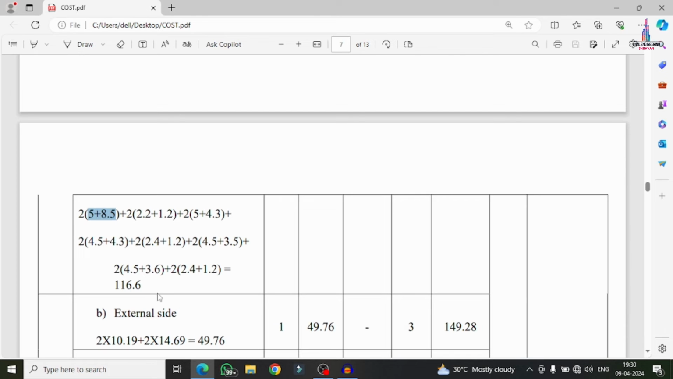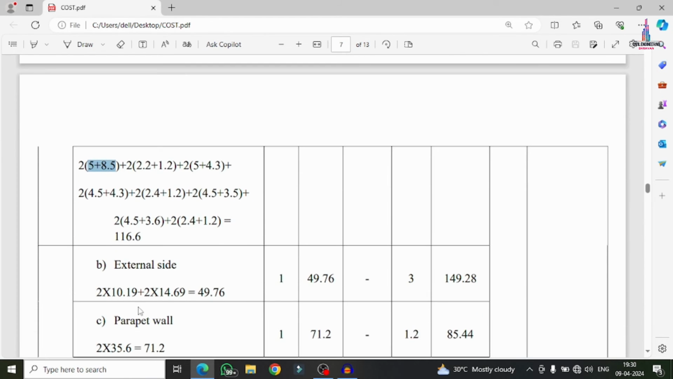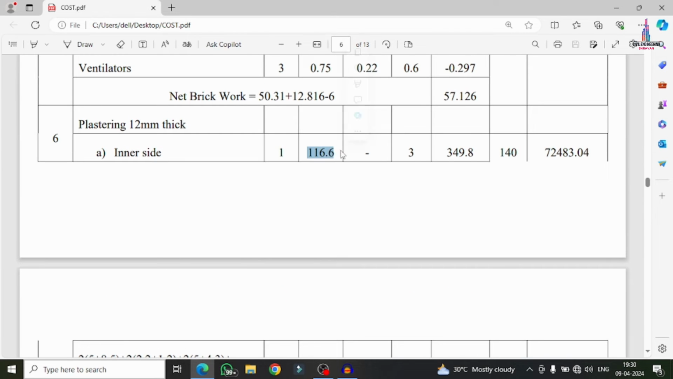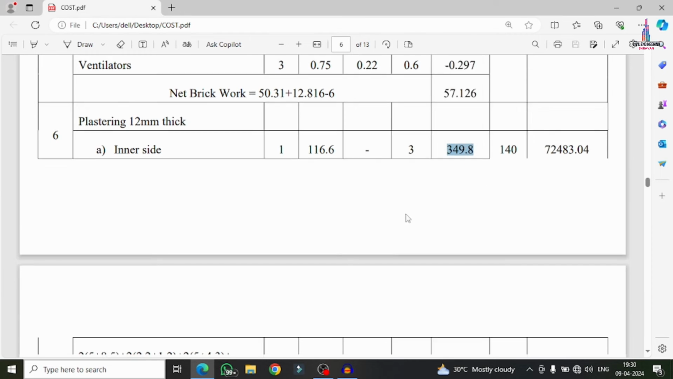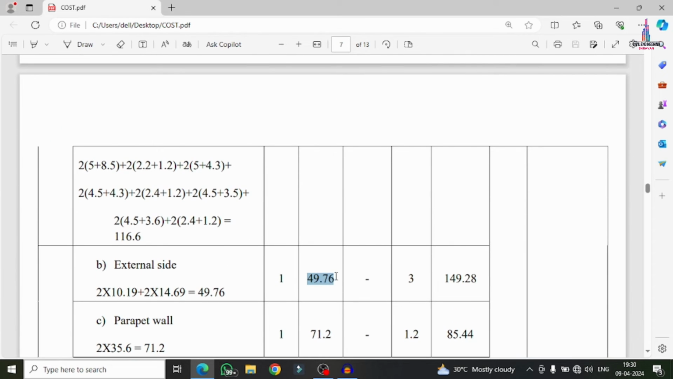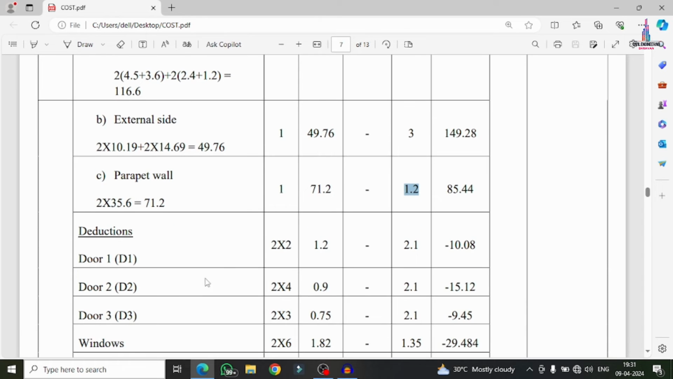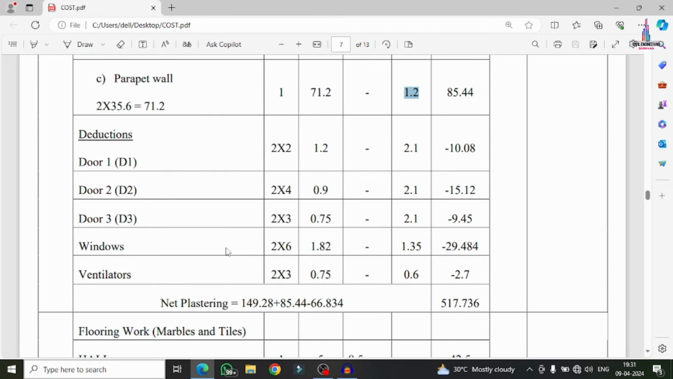For the external side, for the parapet wall, we have to consider the inside and outside section also. So now we can see this is the length, this is the height, so we have to multiply to get the area. Okay, again in the same process, this is the length and this is the height. Again, this is the parapet wall length, and this is the height for each parapet wall. And we have to deduct the doors also according to our considerations in square meter only. Why? Because we have to measure the plastering in square meter only. We have to deduct the values.